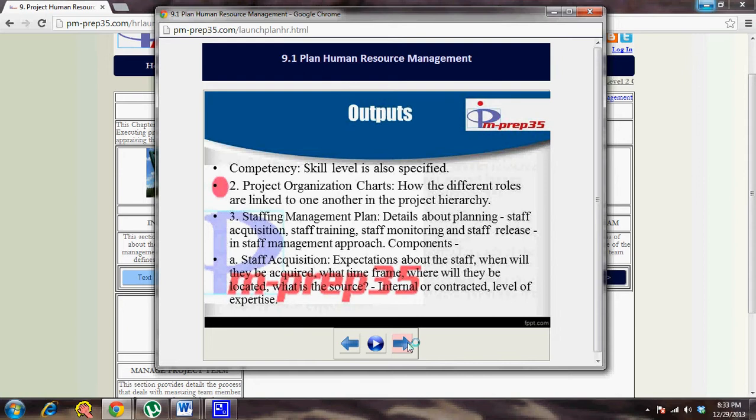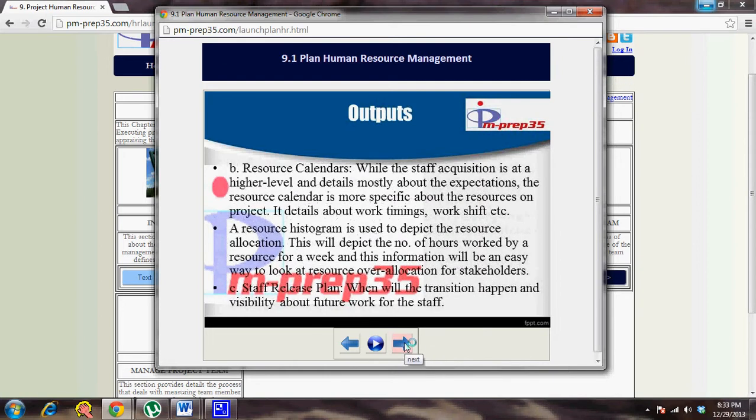The other part of the human resource plan is the staffing management plan, which details planning, staff acquisition, staff training, staff monitoring and staff release in the staff management approach. The components of the staffing management plan start with staff acquisition: expectations about the staff, when they will be acquired, in what time frame, where they will be located, what the source is, internal or contracted, and the level of expertise. These are part of your staff acquisition, because you should have a clear idea of what kind of resources you need. So you detail that first as part of your staffing management plan, and then you acquire them from different departments or external sources.